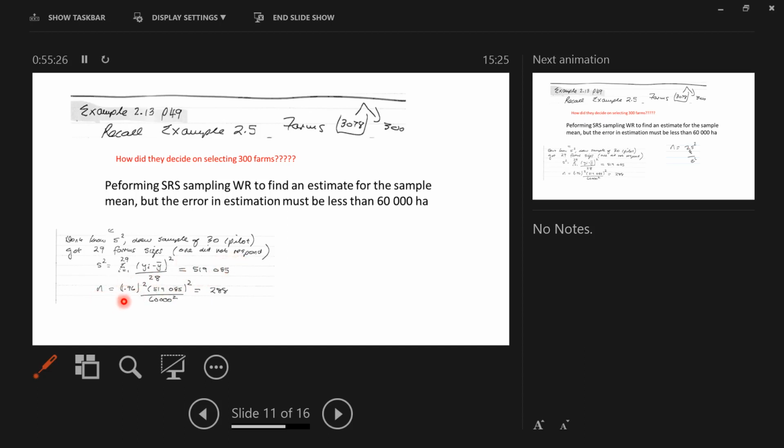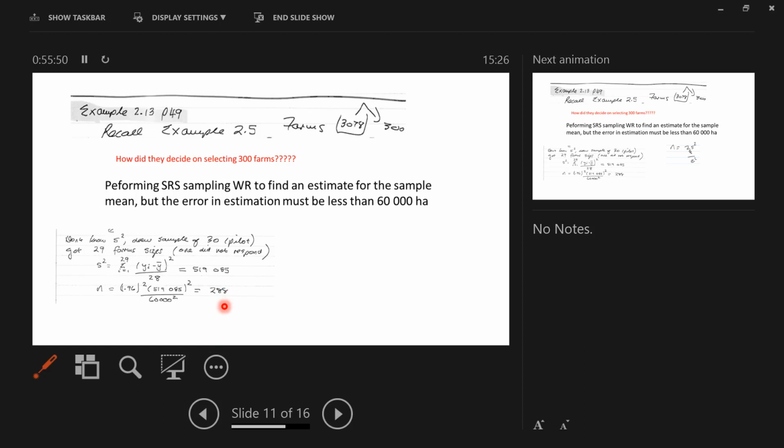So your n is z squared, 2 or 1.96, and you use your s squared, there it is, over your error. Your error, he says, don't be out by more than 60,000. Can you see where that comes from? It's hard to do it here because I don't have all the other slides, but really it's straight from the previous one. What is this saying?